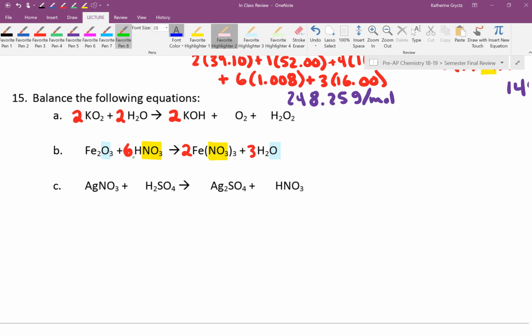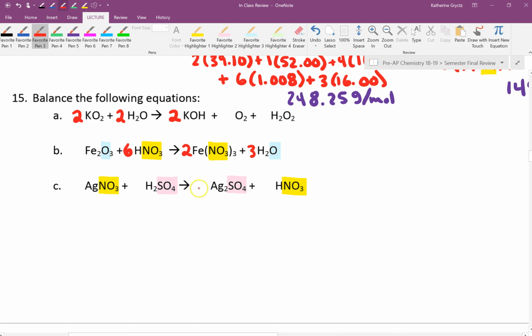So this shows up again on C. If you look at C, if you're trying to balance the O's, they look like they're all over the place. But if you treat NO3s as an entire blob and then SO4s as a completely different blob and just try to balance the yellows and the pinks, it may work a little easier.